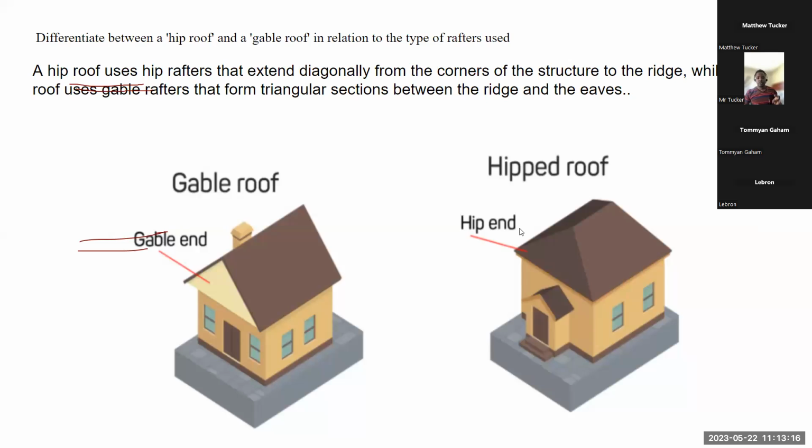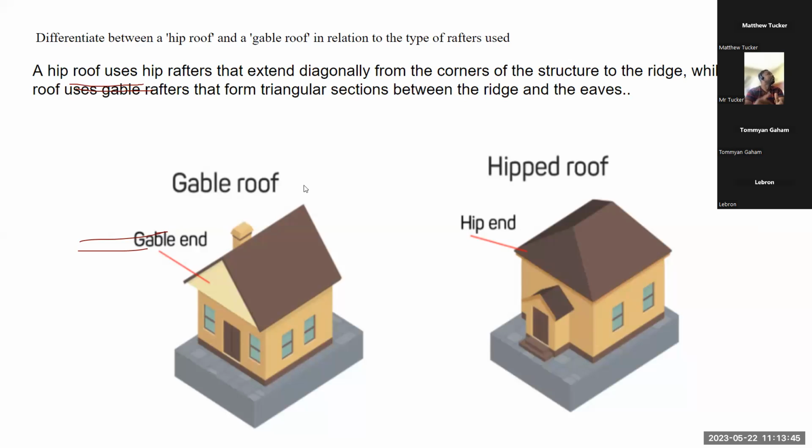All right. So as I said before, you might be wondering why I am all over the place, but I'm just answering past paper questions. Past paper questions generally, for example, I see something, they ask a question and I just decide, let me explain this while I answer this question. So: differentiate between a hip roof and a gable roof in relation to the type of rafter they use.